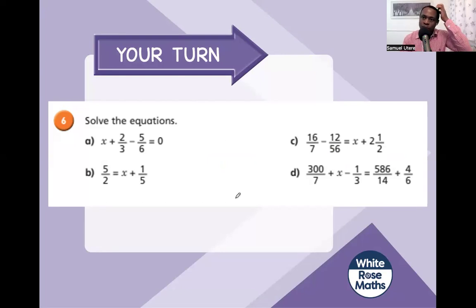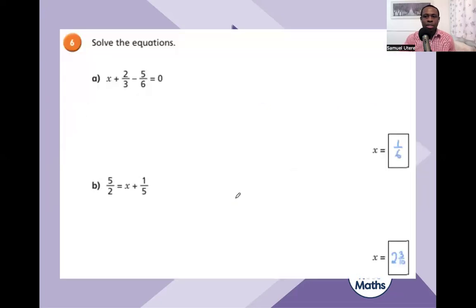Assuming you've paused the video and you've answered question 6, here are the answers. So question 6, A and B, you were asked to solve the equation. Now, have you noticed we want x to be on its own? So really, if we want to do this, we'll have to work this calculation out.